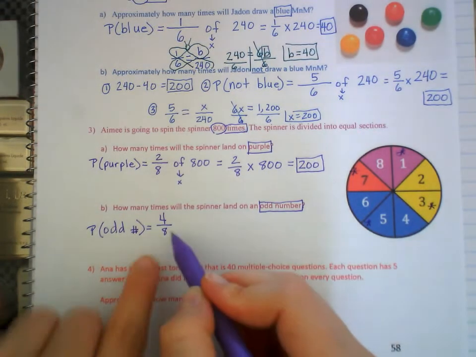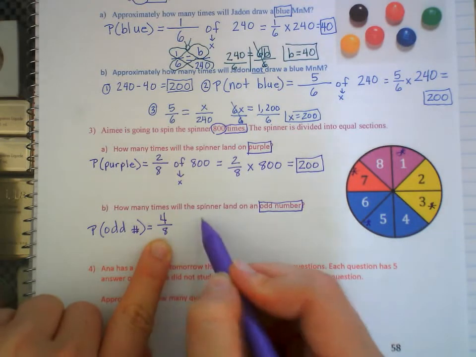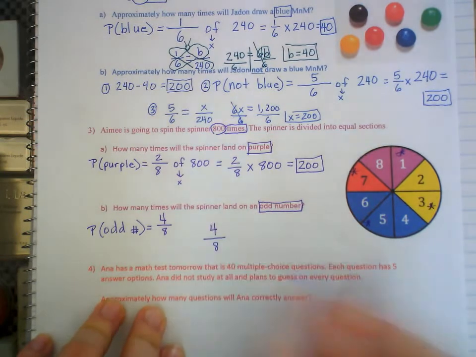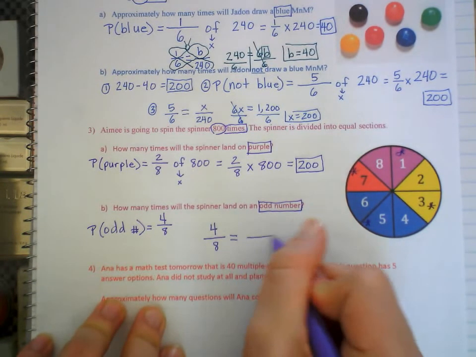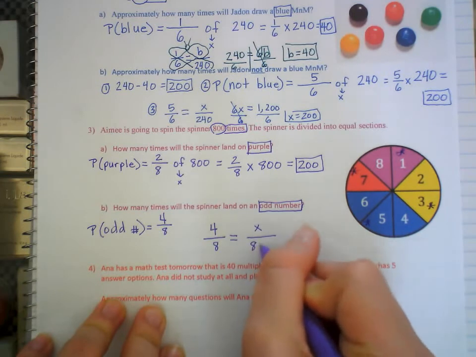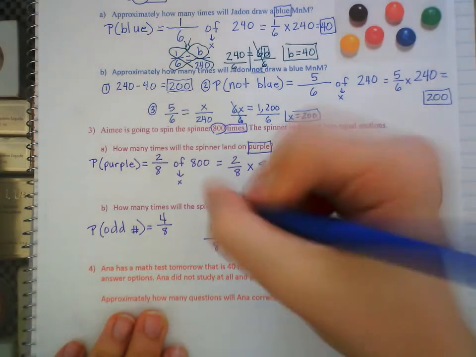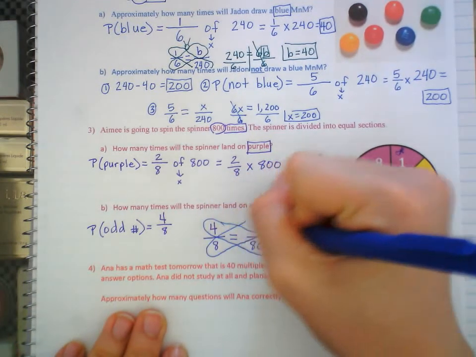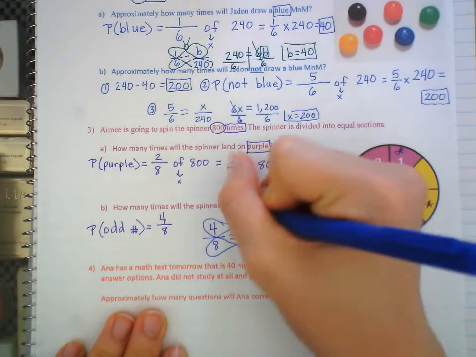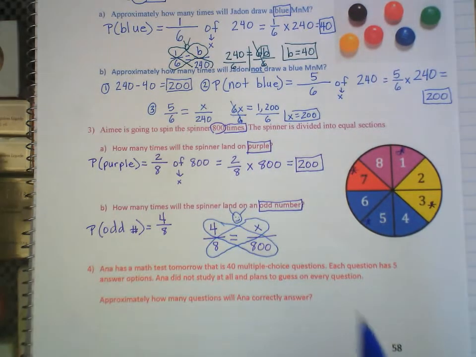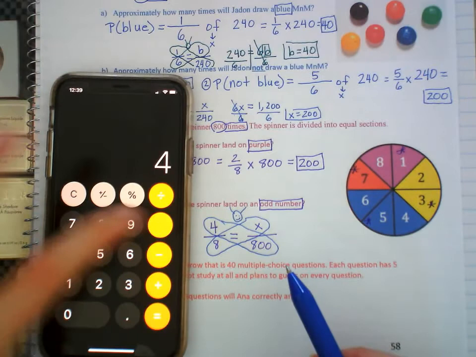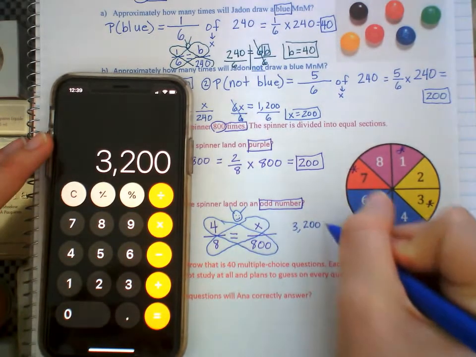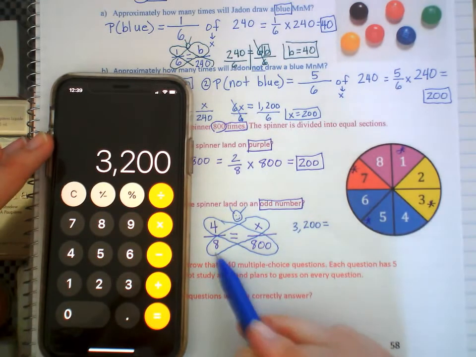So you could just do 4 out of 8 times 800 and get it, or you can set up your butterfly. 4 out of 8 equal to, we don't know, out of 800 tries. And then set up your butterfly. Both ways are completely accurate. You just do whichever way you're more comfortable with. So 4 times 800, 3,200, equal sign in the guts, equal sign in the middle, 8 times x.